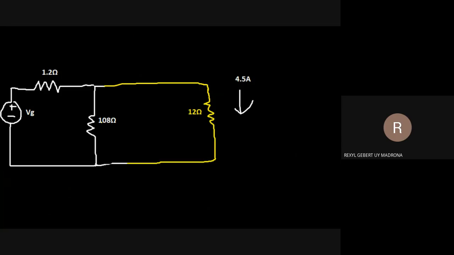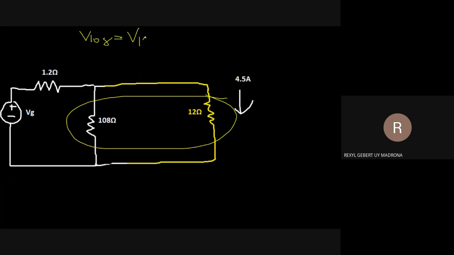We do not know the current inside the 108 ohm resistor. And since these two connections are in parallel, we can just show that V108 is equal to V12 ohms. So I in 108 times 108 ohms equal to 4.5 times 12. And that would give us an I of 4.5 times 12 over 108, which is 0.5.